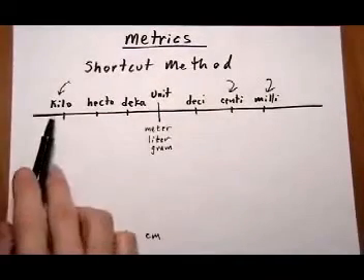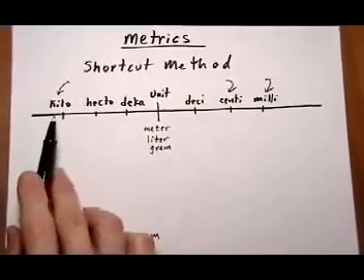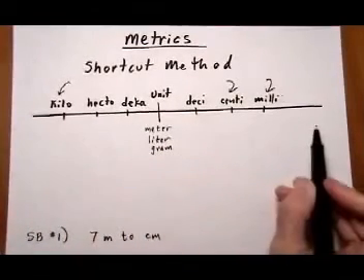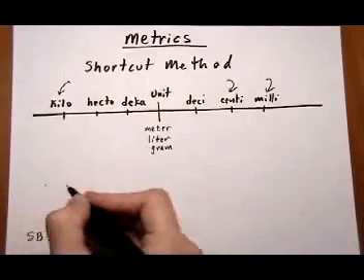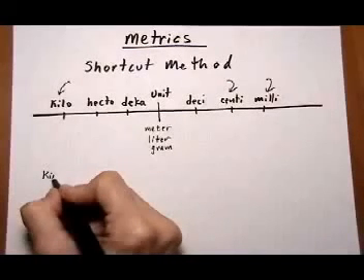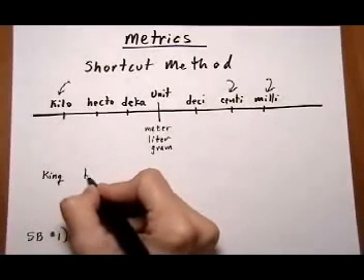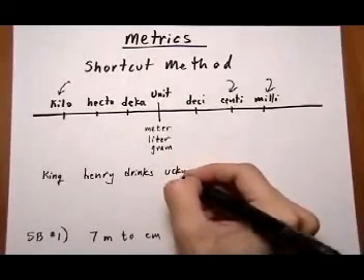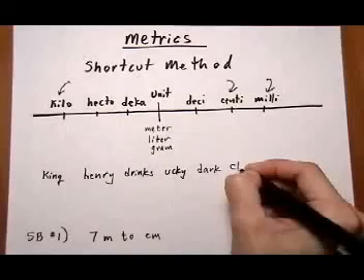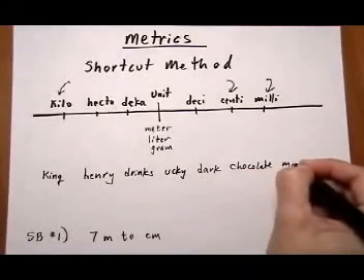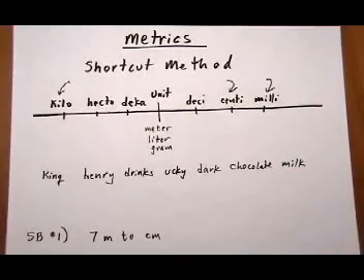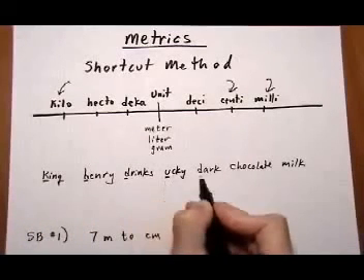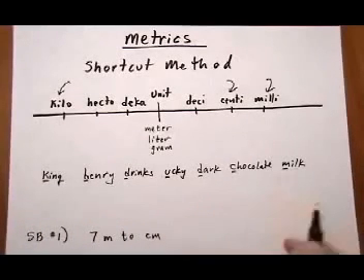So one way to remember this progression here, because for the shortcut method it's very important to remember kilo, hecto, deca, unit, deci, centi, milli, and to be able to draw this line for yourself. One silly way that works very well is to say to yourself, King Henry drinks ucky dark chocolate milk. And that phrase is silly enough to remember, and then you'll remember it's kilo, hecto, deca, unit, deci, centi, milli.